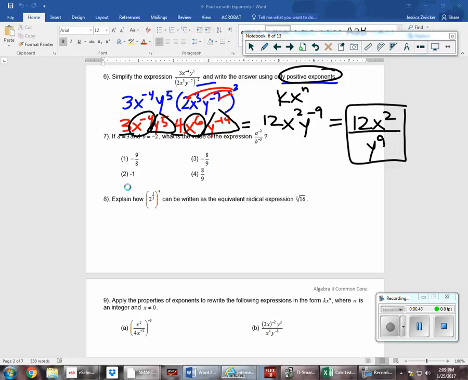We're going to skip 7. If you want, you can put that right into the calculator. It is choice 3. And we're going to move on to question 8.